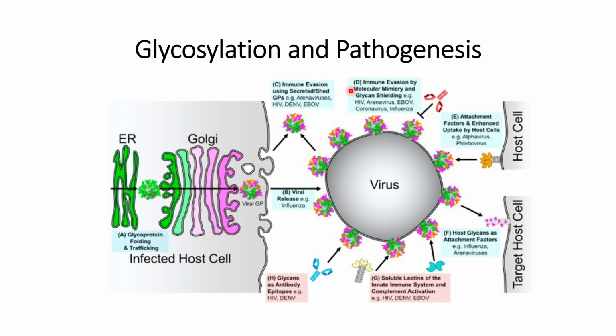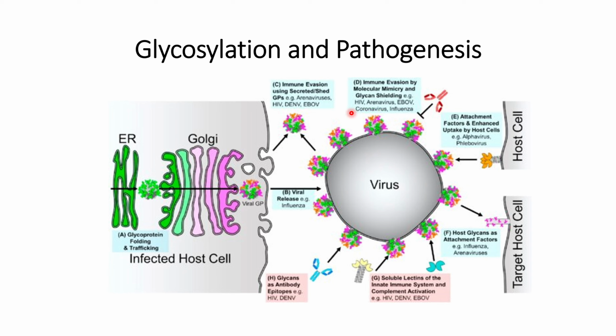Another strategy by which glycosylation helps in viral pathogenesis is by shielding glycoproteins with the help of glycans, so that the immune system of the host will not be able to interact with the antigens of the glycoproteins of the virus. Some heavy glycan shielding has been observed in HIV, arenavirus, Ebola, coronavirus, and influenza virus. These viruses are heavily glycosylated.